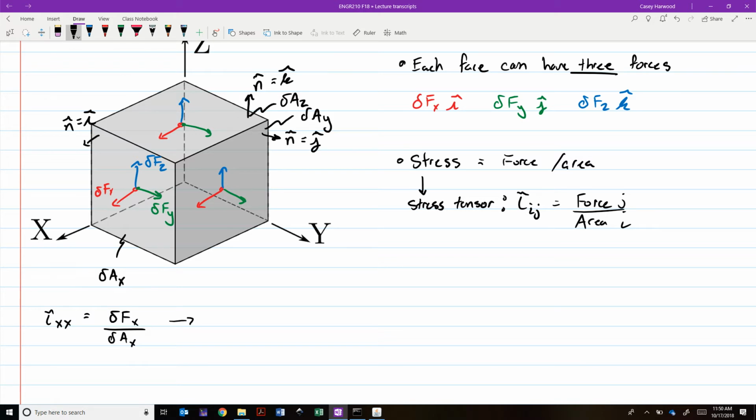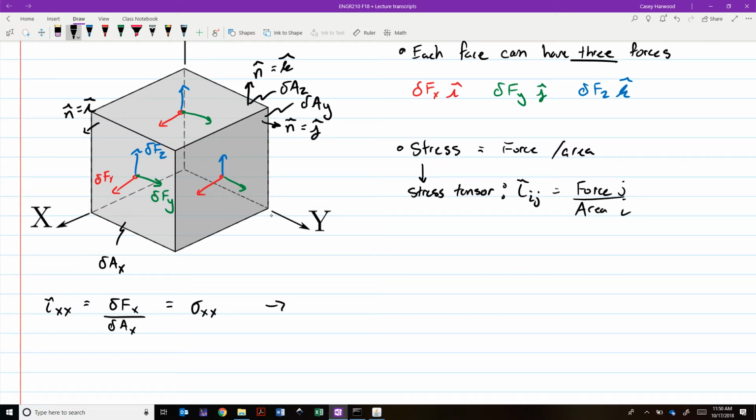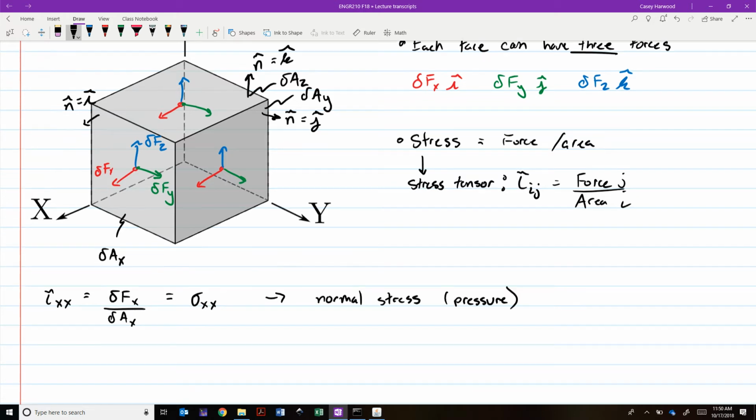This is what we call a normal stress, because we've got delta Fx for area x. It is acting in the same direction as the normal vector, meaning pushing or pulling on that face. For normal stresses, we have another symbol we use, which is sigma xx. We call this a normal stress, which is related to pressure.